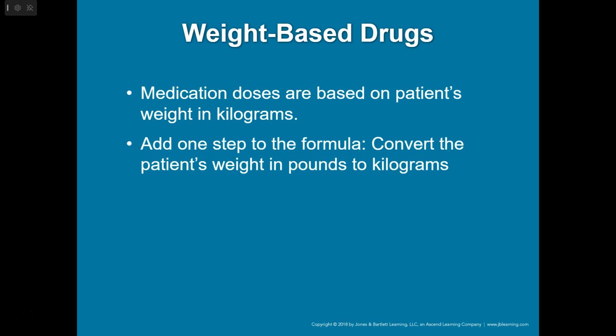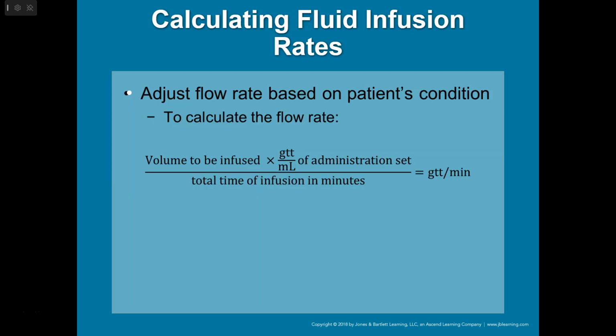We don't know our desired dose of the medication until we figure out the patient's weight and then multiply that times what our physician has ordered. So if they've ordered 1 milligram per kilogram and the patient weighs 10 kilograms, then our desired dose would be 10 milligrams. Okay? We have to do it in kilograms also. Always in kilograms, never in pounds.